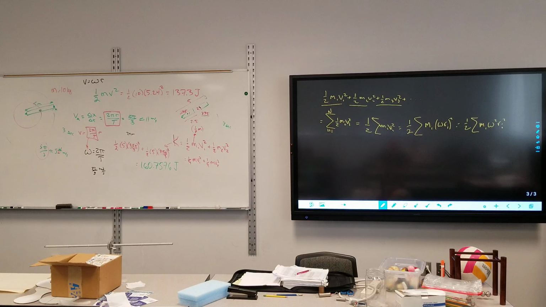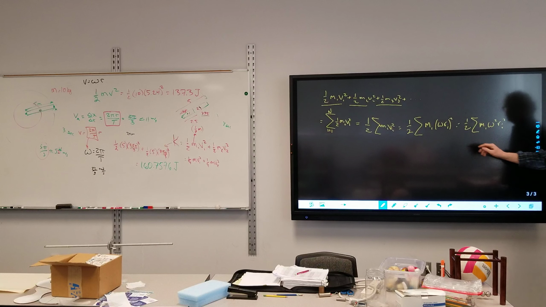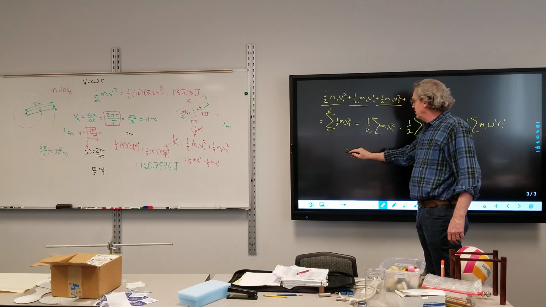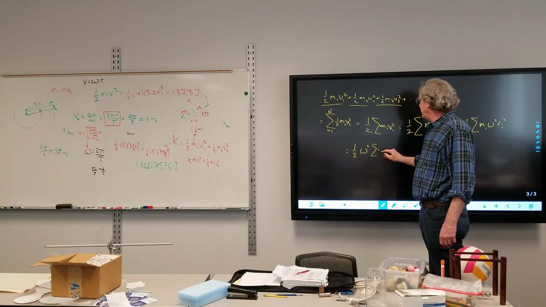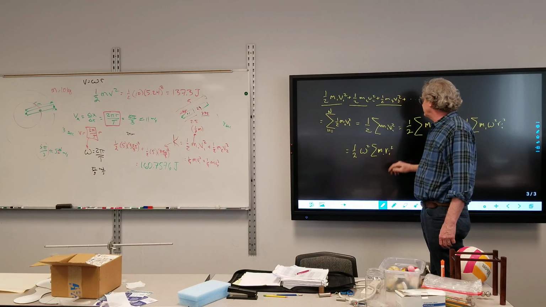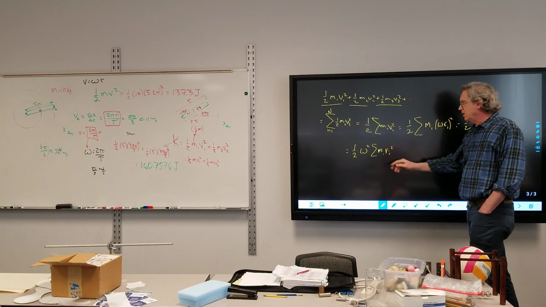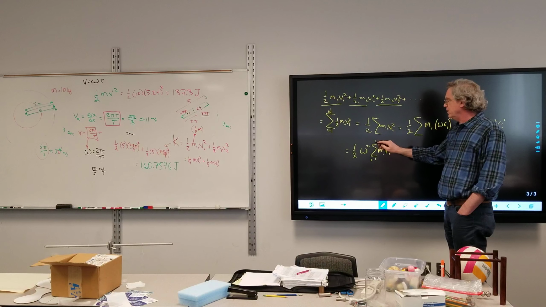I'm now going to take that omega squared, it's a constant. Every term has it, so I can just factor it out. So what I end up with is 1/2 omega squared times the sum of all the m sub I r sub I squareds. And I'll go ahead and stick the I equals 1 to n there.